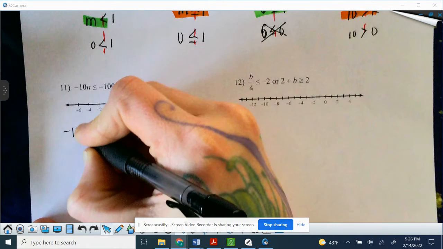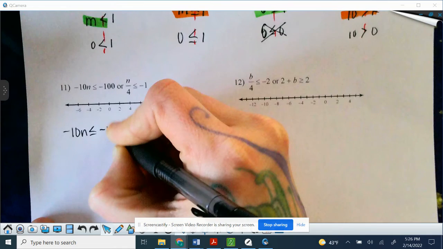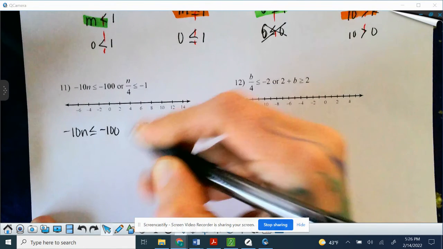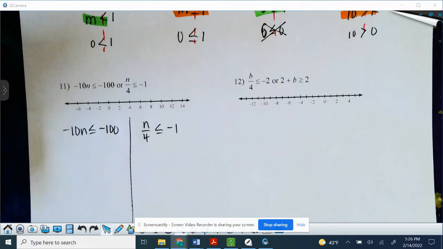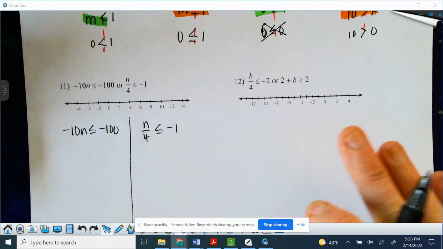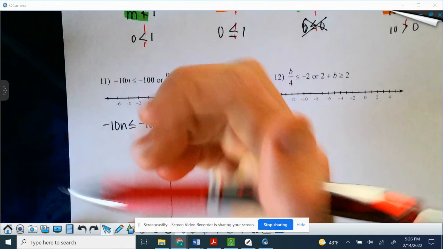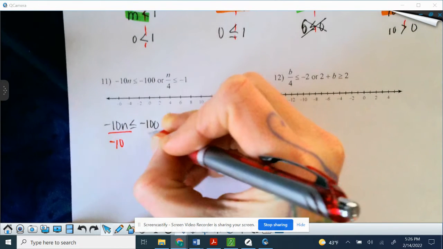So 10n is less than or equal to negative 100. N over 4 is less than or equal to negative 1. And we're going to solve each of these separately, like they're not related. So we're going to take on the one on the left first. That's a negative 10 times n. So the inverse of multiplication is going to be that division of a negative 10.